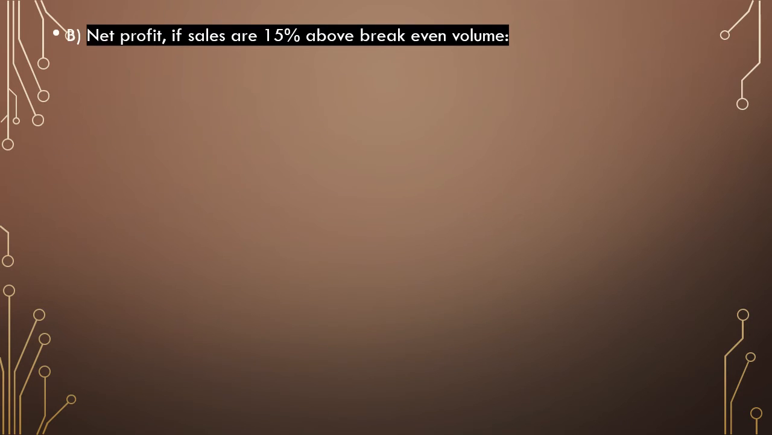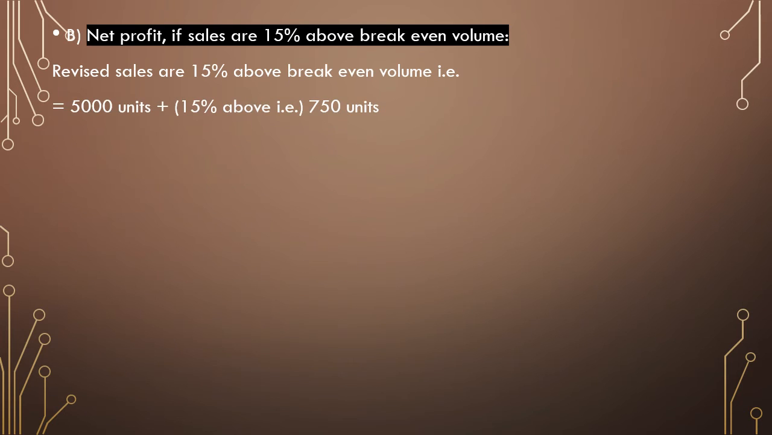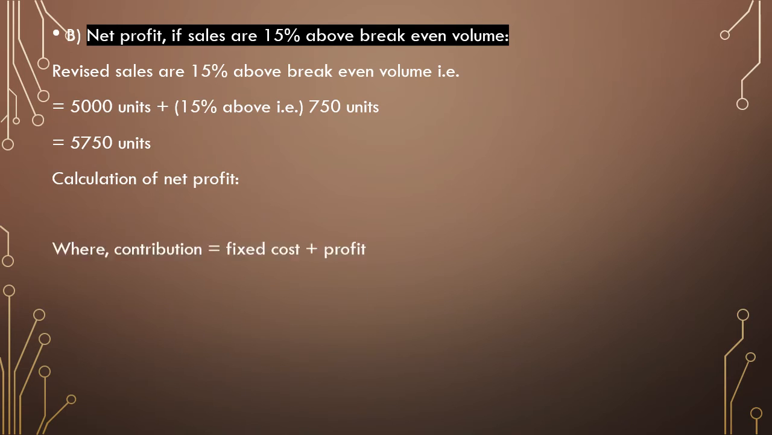Again, the next case, that is net profit if sales are 15% above break even volume. Same calculations. Revised sales are 15% above break even volume. So at the break even we have the volume of 5,000 units plus 15% of break even, that is 5,000, it will be 750 units. So our total revised units are 5,750 units. Now let us calculate net profit.